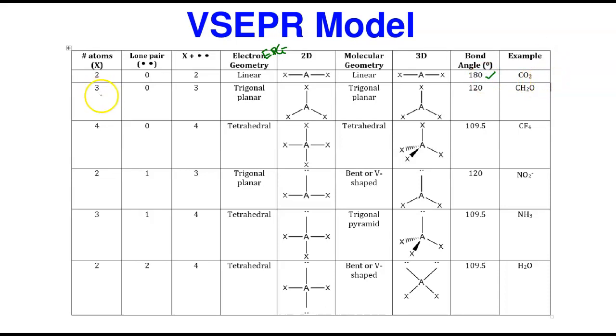If there are 3 things attached around it, and there's no lone pair, it's going to be trigonal planar. This is not going to change because there's no lone pair.